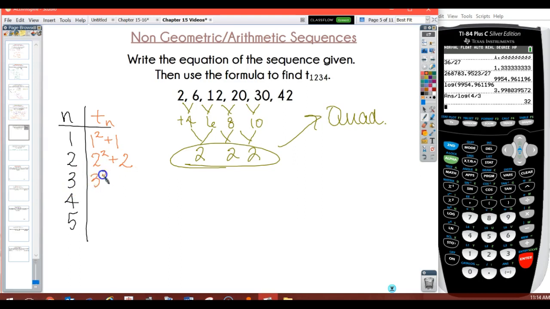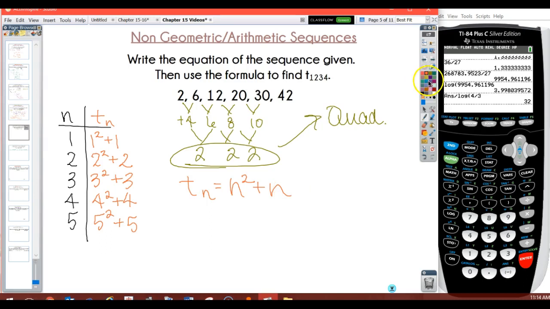3 squared is 9. To get to 12, I'd have to add 3. 4 squared is 16. To get to 20, I'd have to add 4. 5 squared is 25. To get to 30, I'd have to add 5. And so the pattern here is that we're squaring n and then adding n. And so our formula does indeed look like a quadratic.